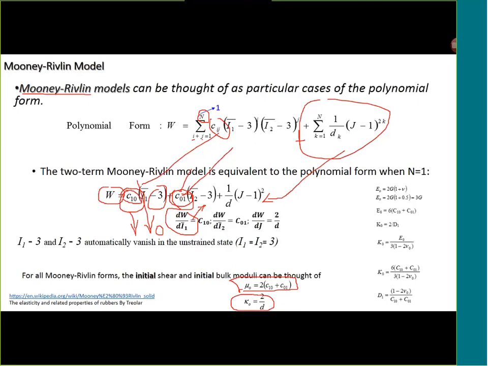And again, using the simple relation, we know that the Young's modulus is nothing but 2 times G times (1 plus mu), and for an incompressible material, this mu becomes 0.5, so that we get Young's modulus as 3 times the shear modulus. And in the same way we can get the bulk modulus also in terms of C10 and C01 and the Poisson's ratio.